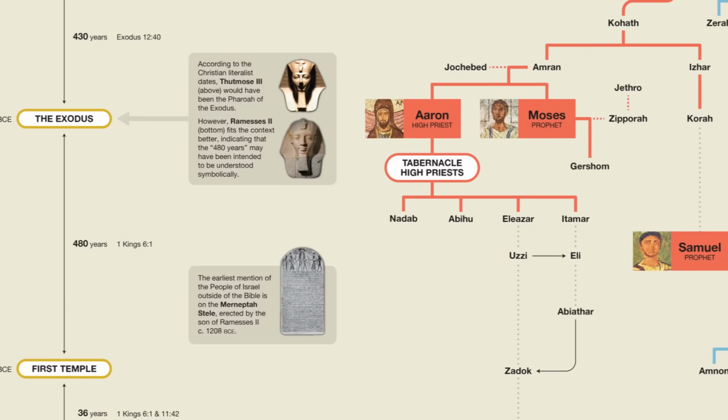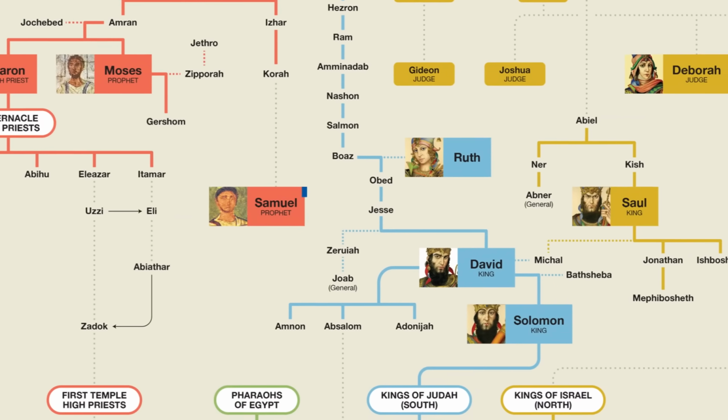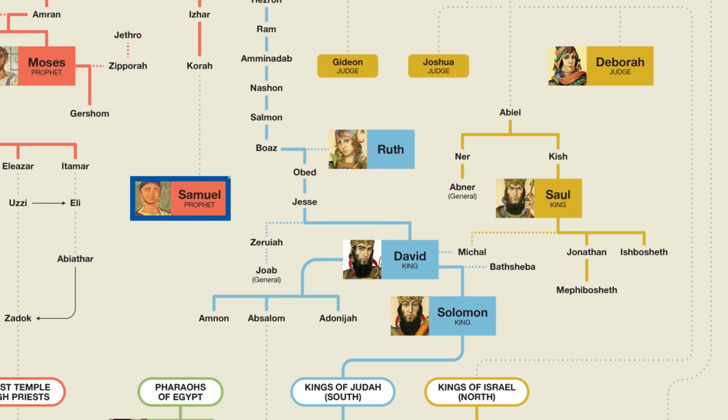But returning to the biblical account, eventually the Israelites want a king. So a leader named Samuel from the tribe of Levi anoints Saul from the tribe of Benjamin. Note that Samuel, like Moses, is called a prophet. A prophet being someone who receives messages from God and communicates them to the people. So Saul becomes the first king of the Israelites.